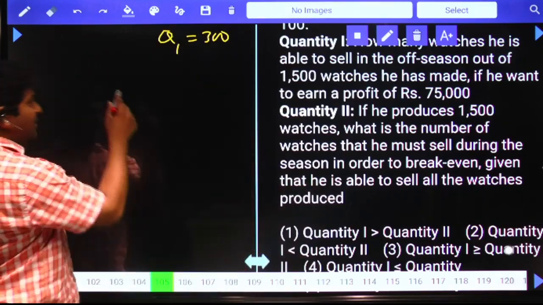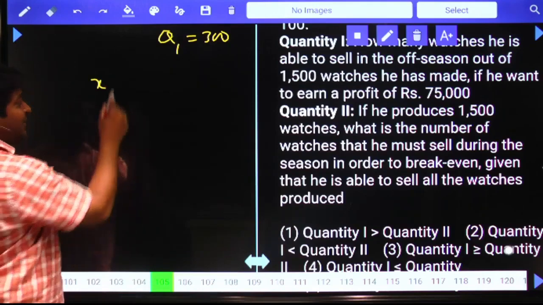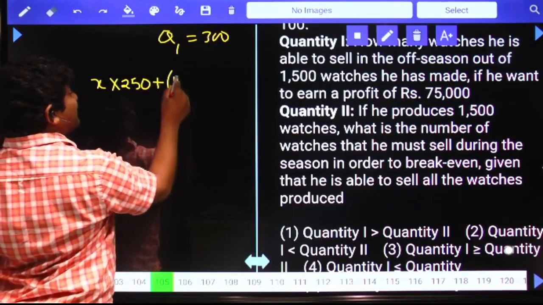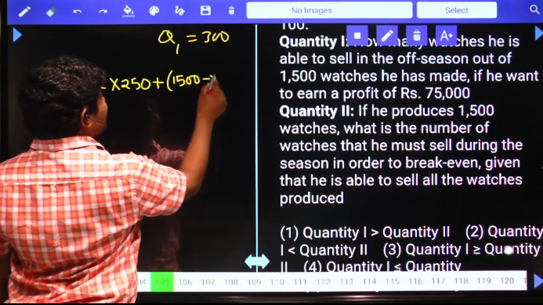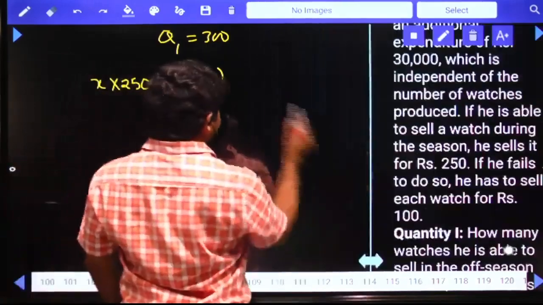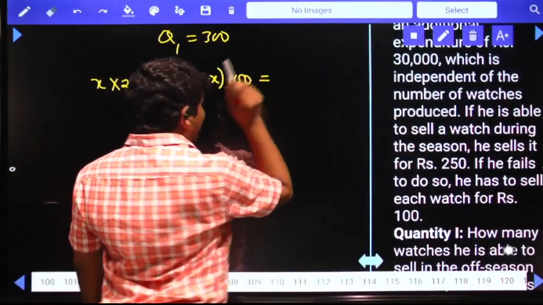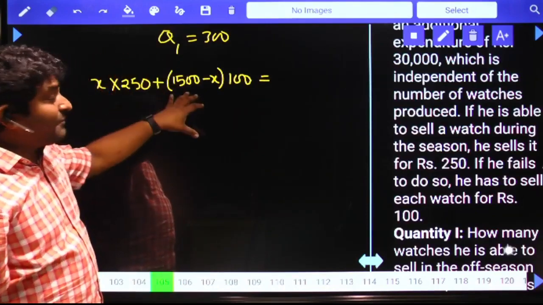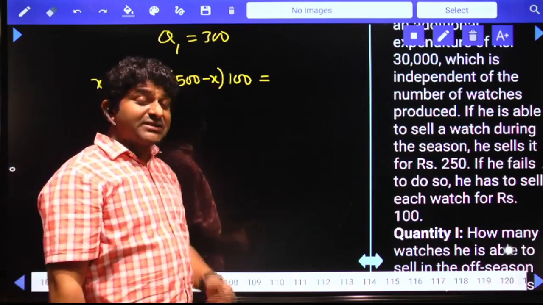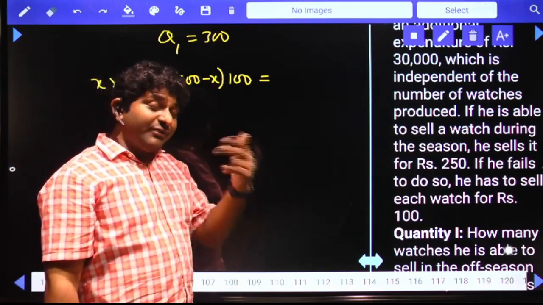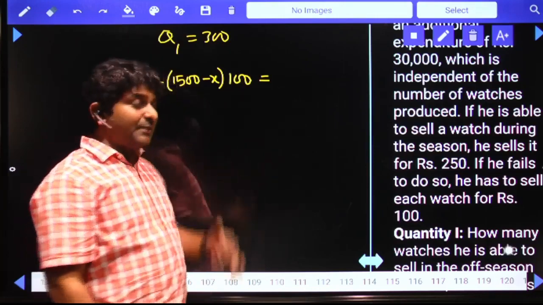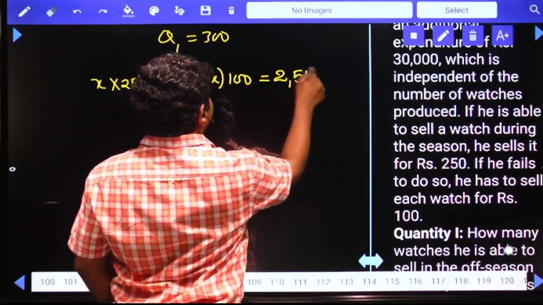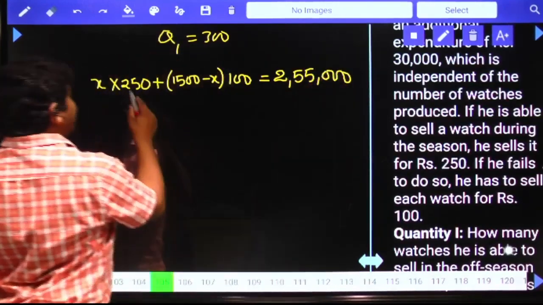Okay. During on season, he is selling X watches, each for 250 rupees. And during off season, he must sell 1500 minus X watches, and each watch price is equal to 100 rupees. By selling X watches during on season and 1500 minus X watches during off season, he must get no profit, no loss, which is 2,25,000 as cost price and 30,000 as fixed price. That is equal to 2,55,000.